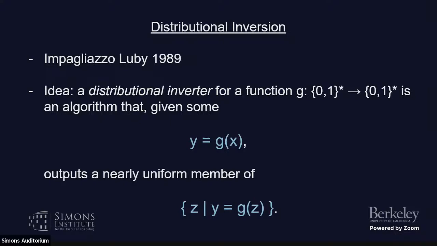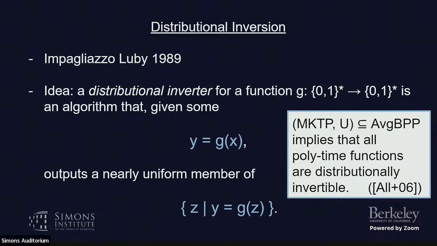Well, what's a standard inverter for a purported one-way function? Given some output y of that function, it's supposed to produce a preimage of y. It seems a little bit harder for a distributional inverter, in that it has to produce a nearly uniformly random preimage of y. So any arbitrary preimage wouldn't be good enough. This paper shows that the two notions are actually essentially equivalent. And luckily for us, under our assumption, we have distributional inverters for all polytime computable functions. That's shown in a work of Allender et al.